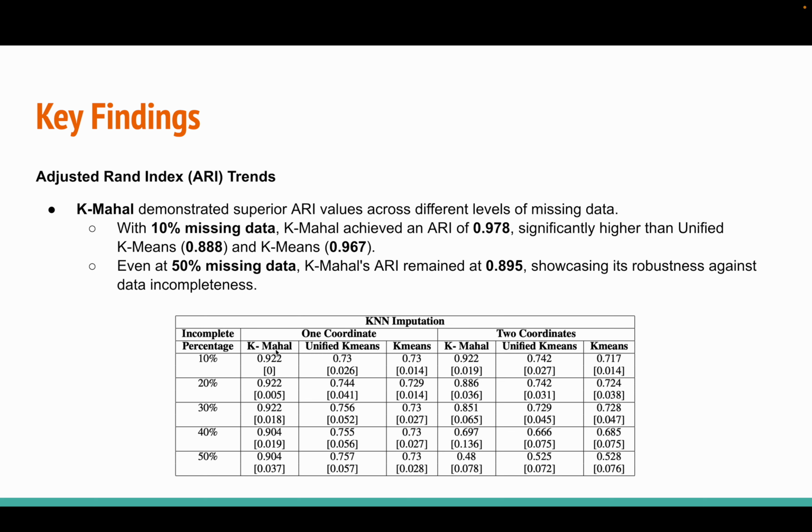We can see what K-Mahal has when it comes to KNN imputation. So there are different types of imputation used in this experiment, but KNN gave the best performance. And using this imputation method, K-Mahal was always outperforming, and the bracket one is the ARI value. The bracket one is the interquartile range value, and the ARI is always greater for K-Mahal than the other two methods. In most of the cases, and at 50% here we can see it has dropped.